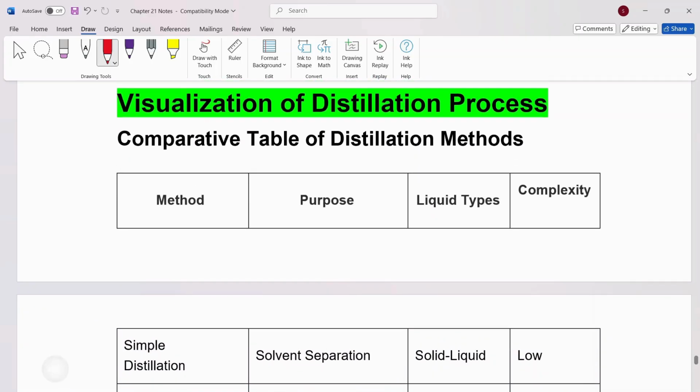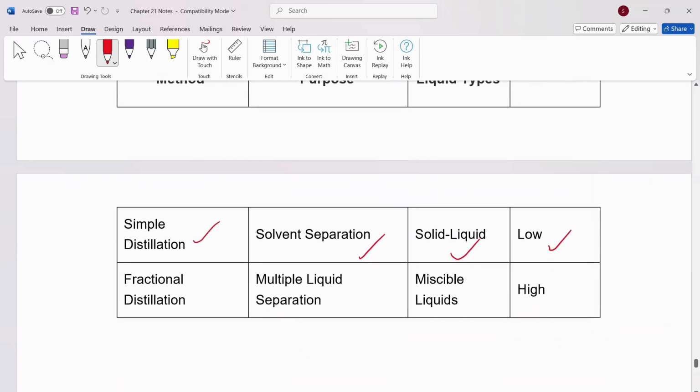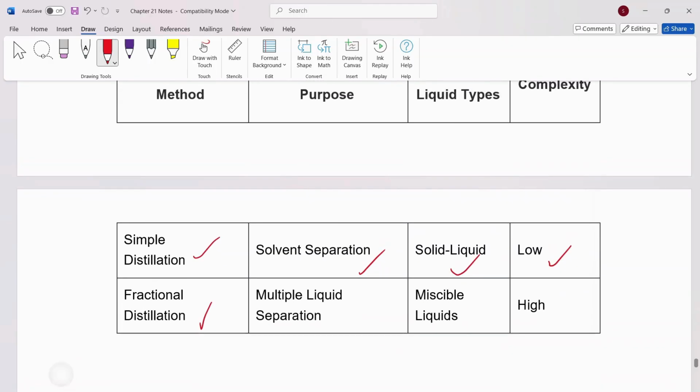Let's talk about a comparative table of distillation methods. We have method: simple distillation. Purpose is to separate solvent, liquid type solid to liquid, complexity low. Then we have fractional distillation. The purpose is multiple liquid separation. The type is miscible liquids. Complexity is high.